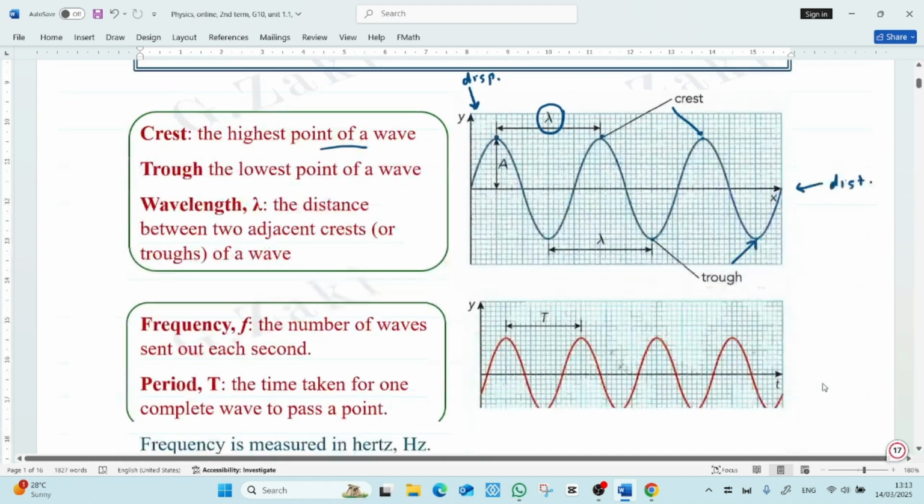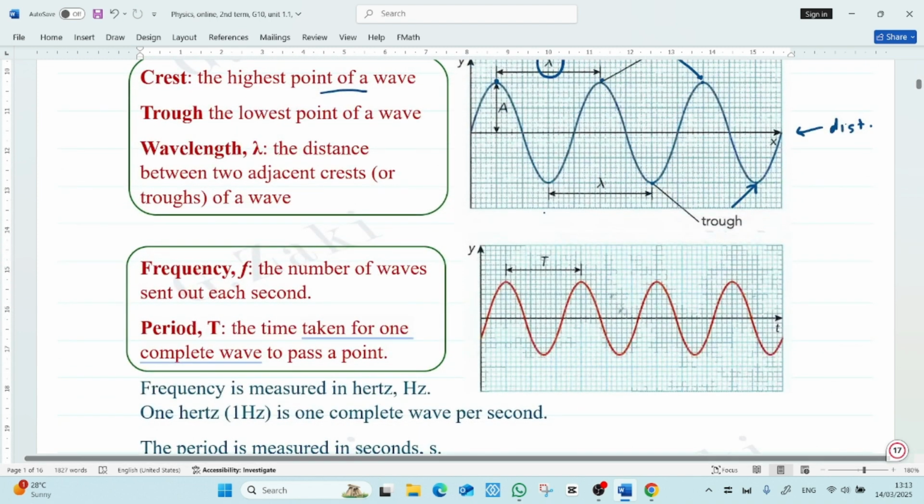What about the other graph? It is the displacement-time graph. The y-axis is the displacement and the x-axis is the time. In that graph, we can deduce the time period. It is the time of one oscillation. So the time taken for one complete wave is called the time period.